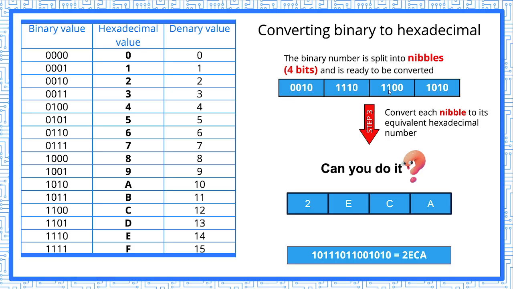You divide it into groups of 4, add the zeros at the leftmost to make sure the left one is also 4 digits, and then you look at the table and convert your binary to hexadecimal according to the table you have.